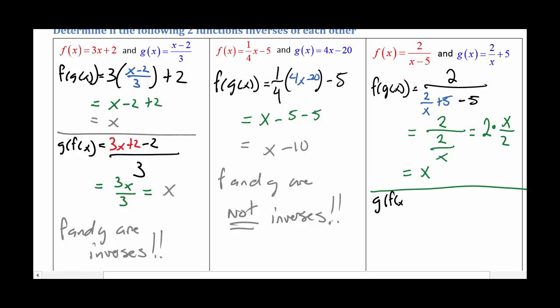g of f of x. Okay, so we want g on the outside, so 2 over something plus 5. And what goes in the blank? Well, that would be 2 over x minus 5.